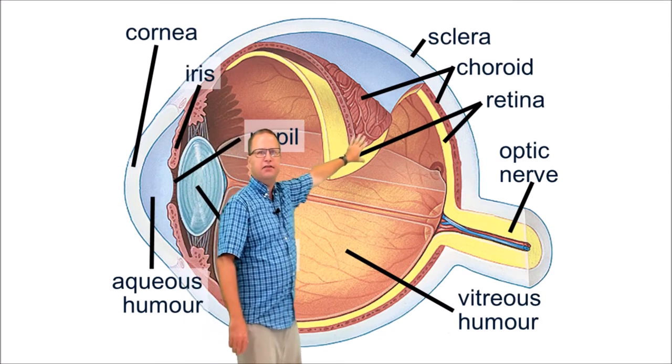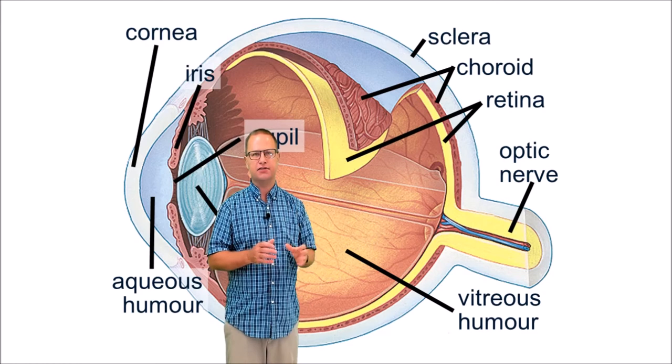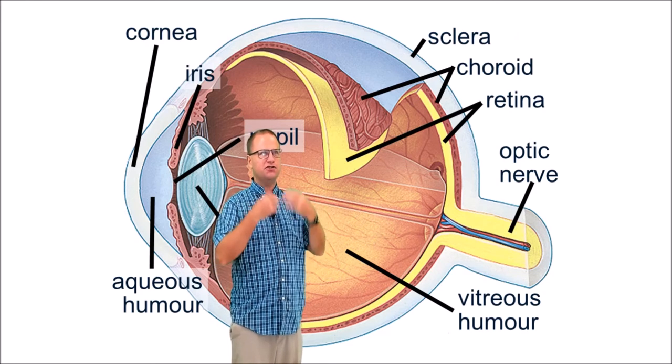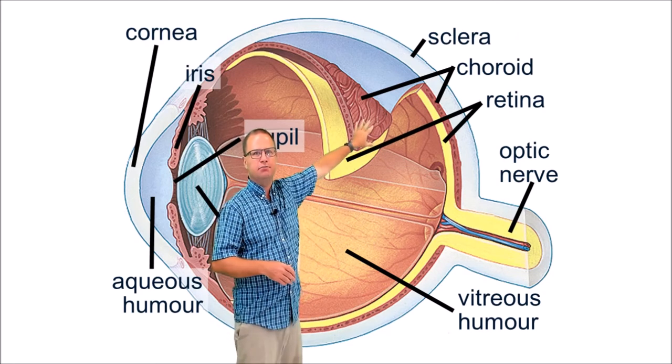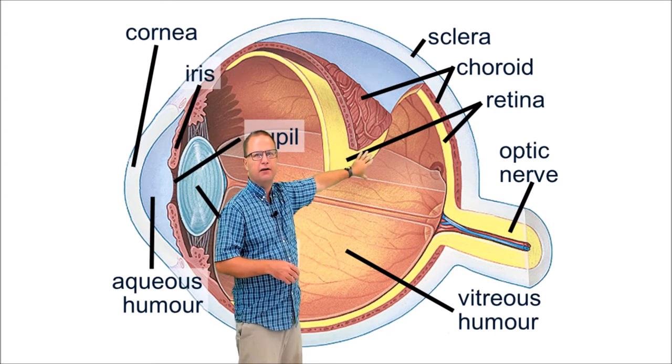Now, back beyond that, there's another layer called the choroid layer. The choroid layer is a dark pigmented layer, and it also has a lot of blood vessels. As it turns out, our sense of vision needs a lot of oxygen, so these blood vessels in here supply the oxygen and nutrients and glucose to the retina of the eye.